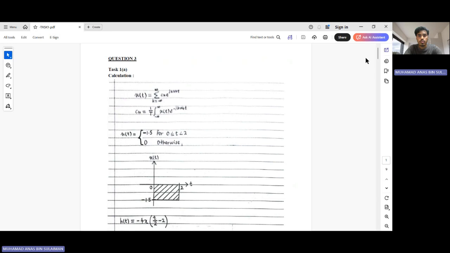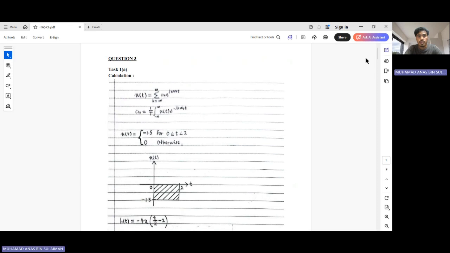For task 1, continuous time Fourier series, question 3. The question asks to evaluate the continuous time Fourier series coefficients of the signal h(t), c_k, up to the 5th harmonic. First, we start with a periodic system where the fundamental period T equals 7, which gives us a fundamental frequency omega naught equal to pi over 7.